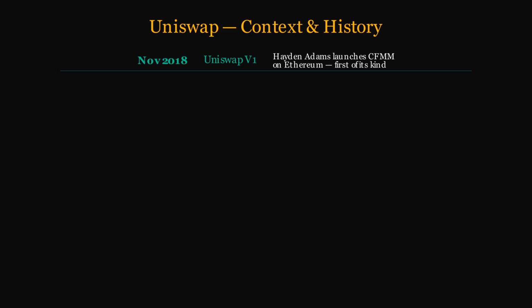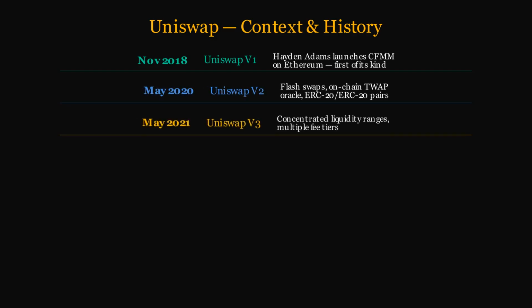Hayden Adams, a mechanical engineer who taught himself Solidity after being laid off from Siemens, launched Uniswap V1 in November 2018. V2 added flash swaps and ERC20 to ERC20 pairs in May 2020. V3 introduced concentrated liquidity in 2021. And V4, launched January 30, 2025, added hooks, modular smart contracts that attach custom logic to any pool.